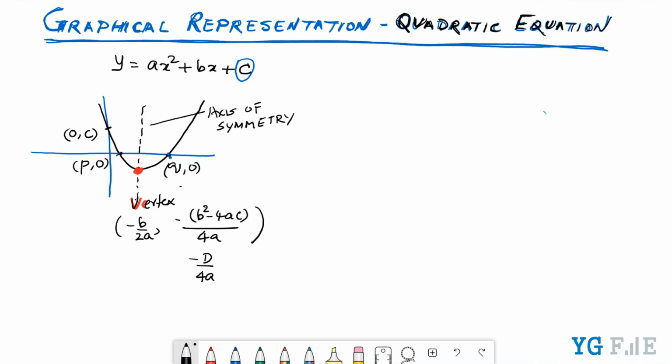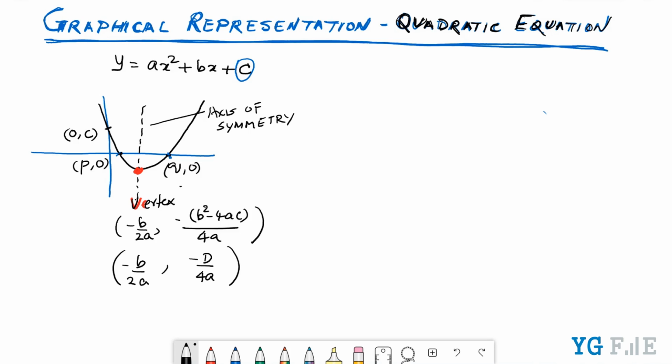If you sometimes get confused about the values, think of it as minus d by 4a. The x coordinate is easy to remember, and many people do remember it as minus b by 2a. They may sometimes get confused with the y coordinate, so it is a good and easy way to remember it as minus d by 4a, and that is the vertex.